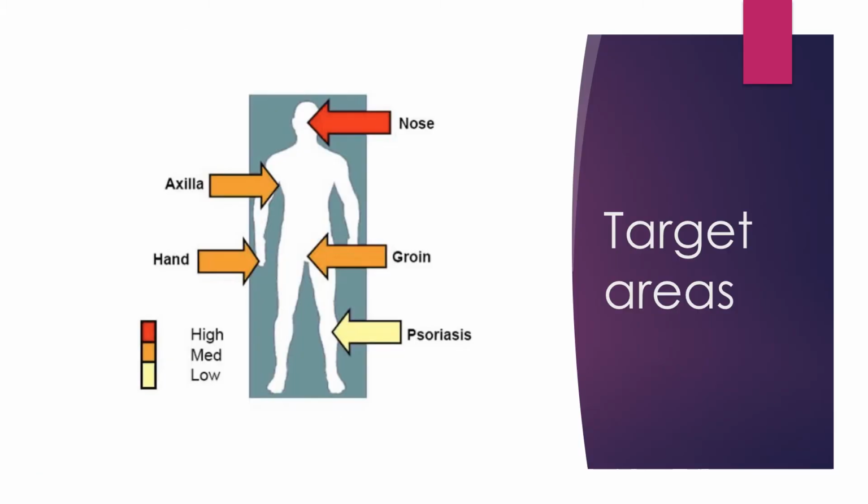Here on this slide shows target areas, the highest being in the nose. The orange area is the medium areas you see under the arm, the hand, the groin, and the low area represents the psoriasis.